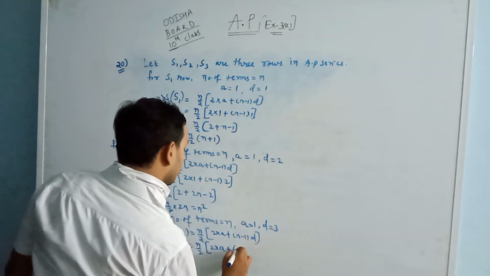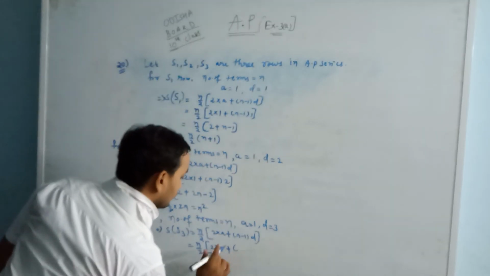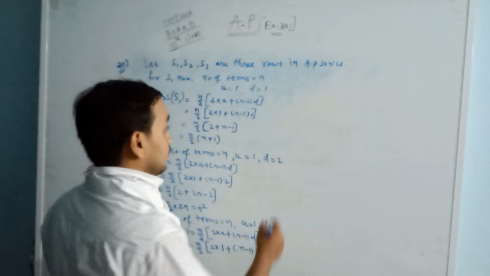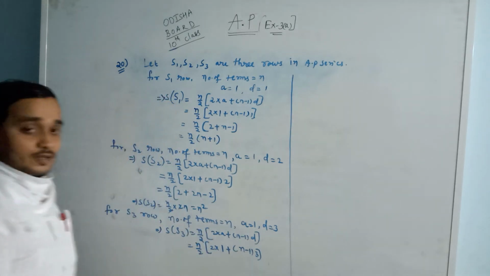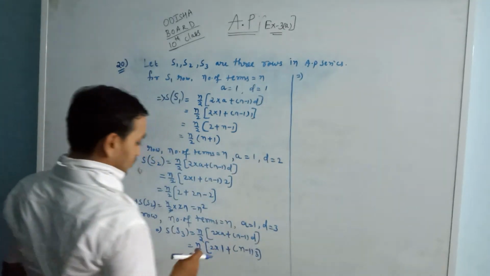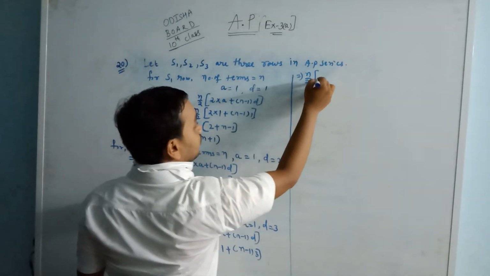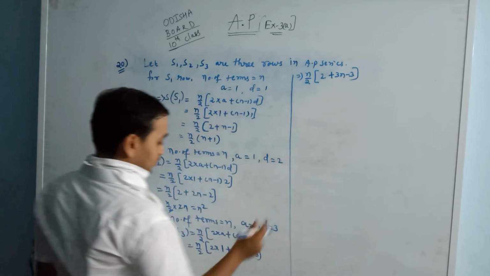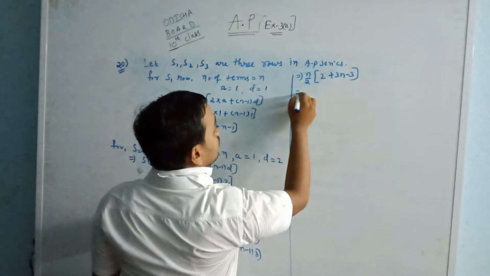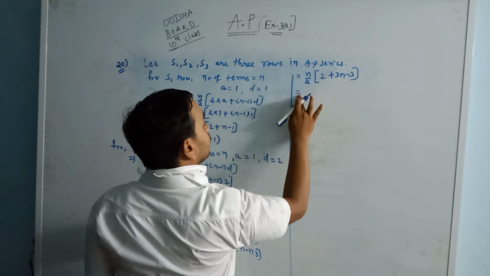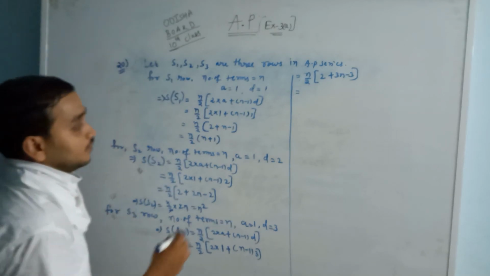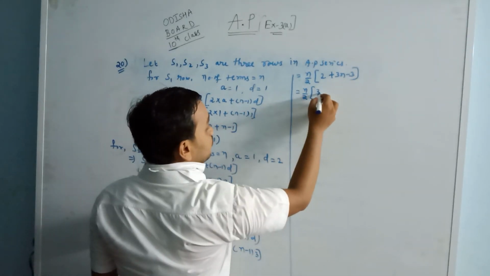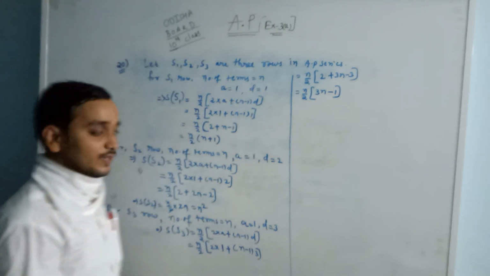n terms, A is 1, n minus 1 into 3. Okay, see what comes: n by 2 into 2 into 1, 2, plus 3n minus 3, 3 into n minus 3. So n by 2 into 3n minus 1, like that.